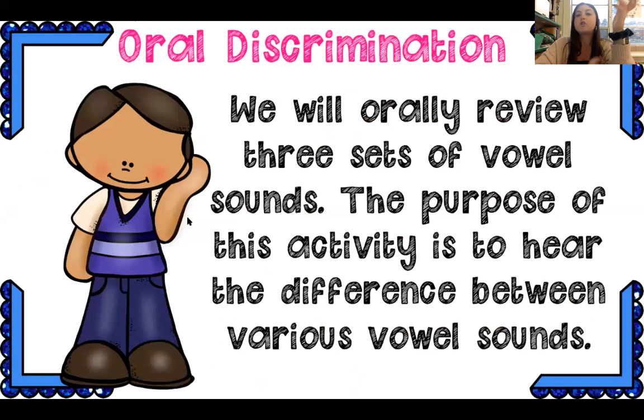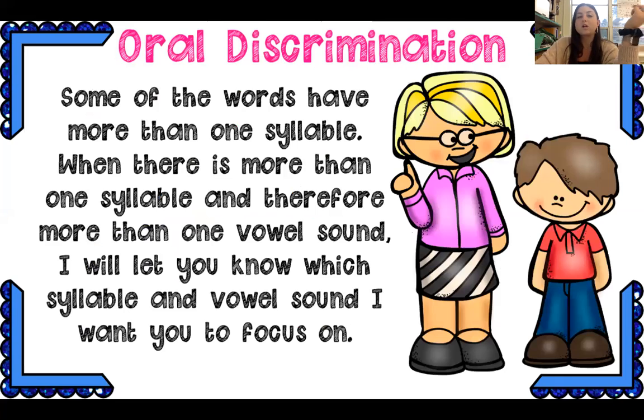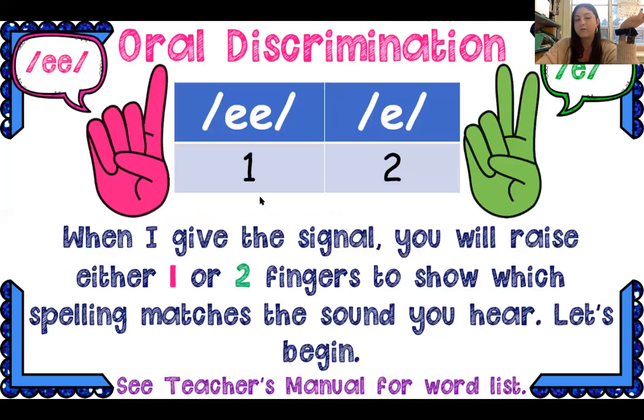All right, so this is an oral discrimination activity, and we are going to orally review 3 sets of vowel sounds. The purpose of this activity is to hear the difference in the vowel sounds. Some of the words have more than one syllable, and I'm going to tell you what syllable I want you to focus on. Our sounds for today are E, and when you hear that sound, you can hold up a 1, or eh, and you can hold up a 2 when I give you the signal.